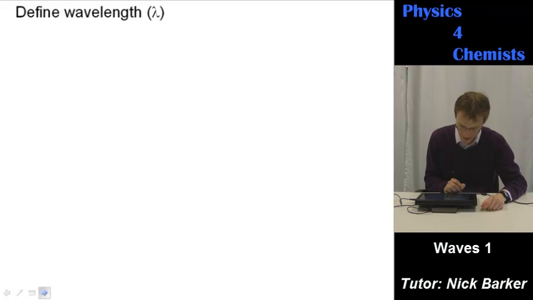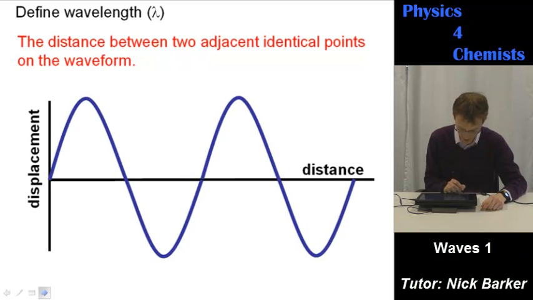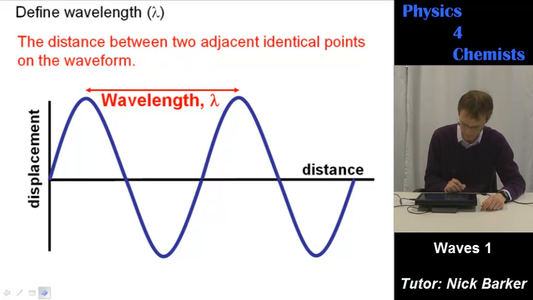If we try and define wavelength, then it's the distance between two adjacent identical points on the waveform. And in this particular case, I've drawn it as follows, from peak to peak, wavelength lambda, a Greek L.